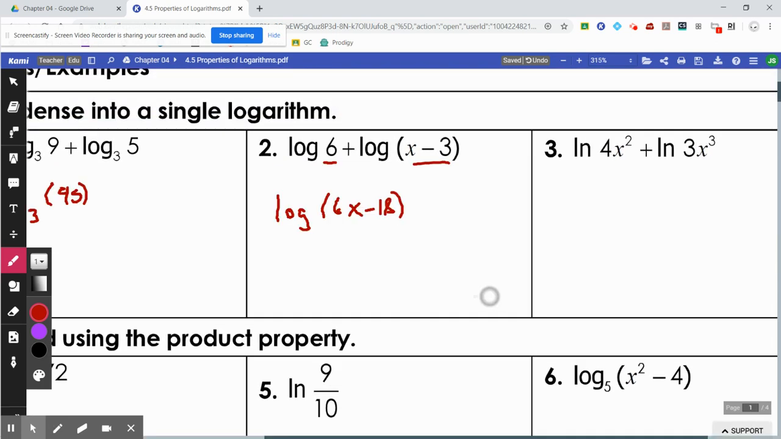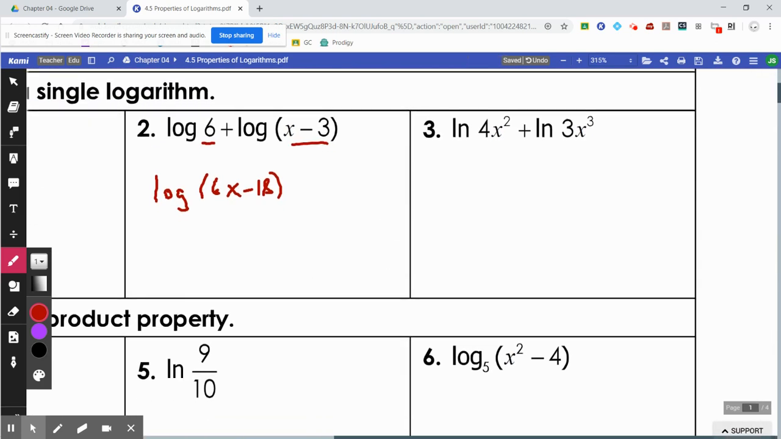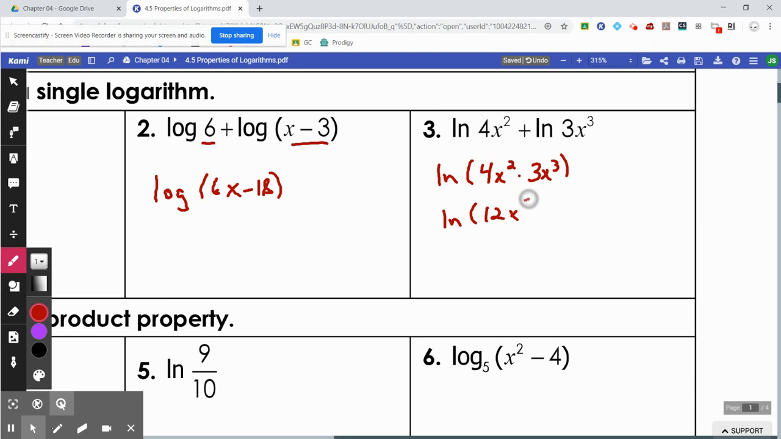Let me zoom in just a little bit more. This also works for log base e's. So if you have the natural log of 4x squared plus natural log of 3x to the third, this would be natural log of 4x squared times 3x to the third. Then we're going to combine that using rules of exponents. 4 times 3 is 12. Count your x's, 2 and 3. That gives you a total of 5 x's. So 12x to the fifth.